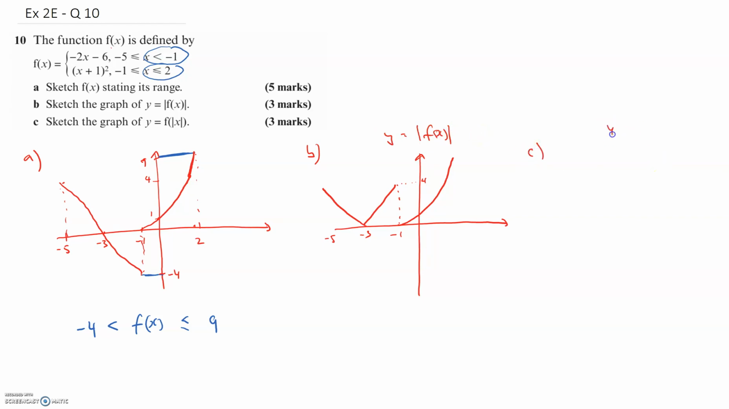Part C, f of mod x. So again, anything on the left hand side, get rid of it. So that's all of this line and a bit of the curve. Anything on the right I'm going to sketch in already, which is that, and that's going to get reflected in the y-axis, so it looks like that. So there you go. That's question 10 from 2E.